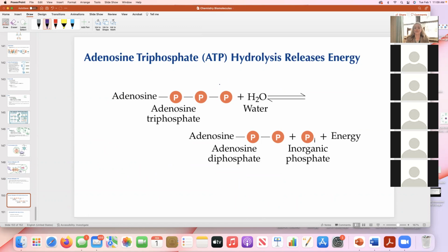So if you broke this bond, you would then have ADP, adenosine diphosphate. If you went further and broke this bond, you'd have AMP, adenosine monophosphate, okay?